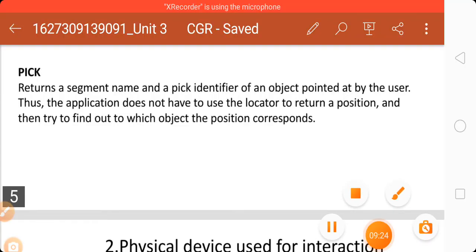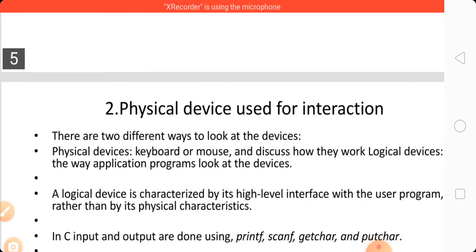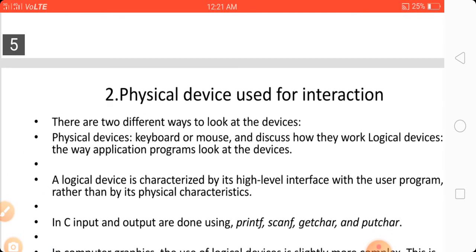So in the next session, we will study the physical devices used for interaction. There are two different ways to look at a device. One is a physical device, and the second is a logical device. A physical device is a keyboard or mouse, and we discuss how they work. Logical devices are the way the application program looks at the devices. A logical device is characterized by its high-level interface with the user program rather than by its physical characteristics.